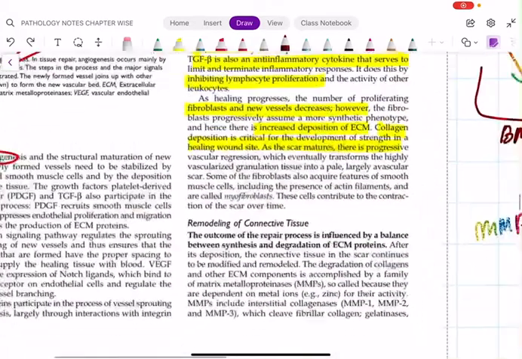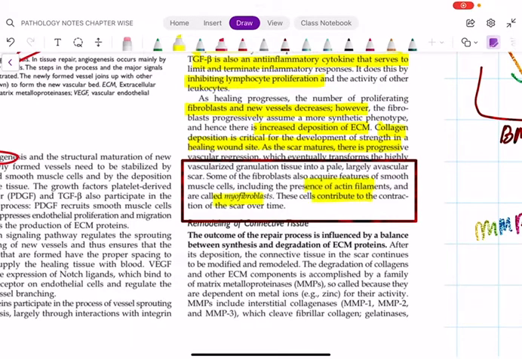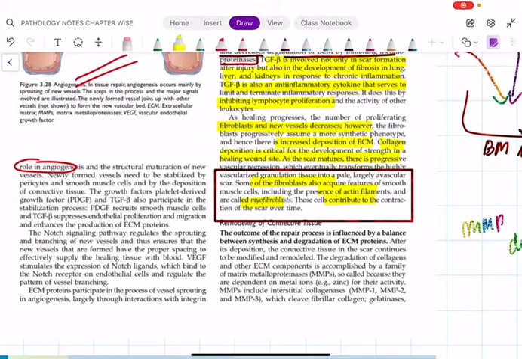So I am drawing it within a separate box here. What is it? Myofibroblast. Actin filament, specialized fibroblast. Fine. Then there should be a balance between the synthesis and degradation of extracellular matrix.